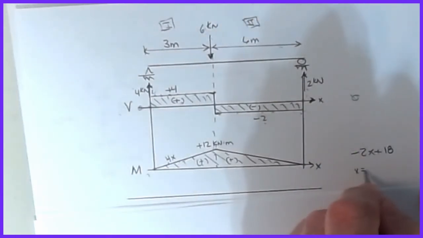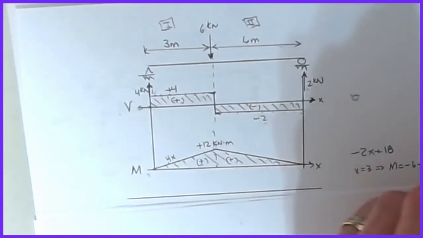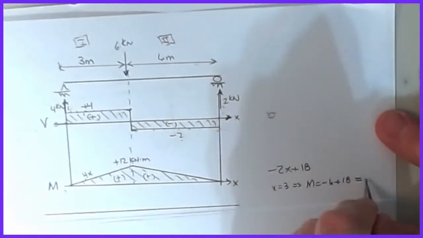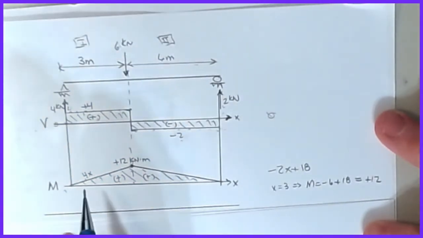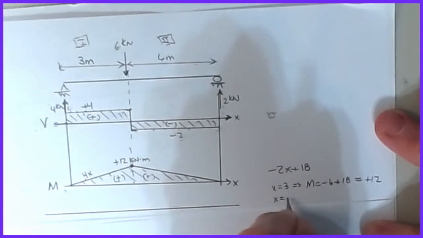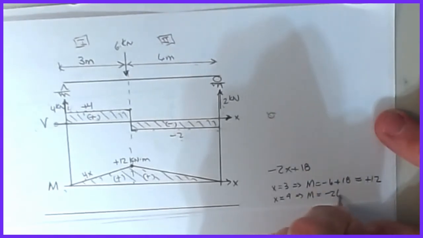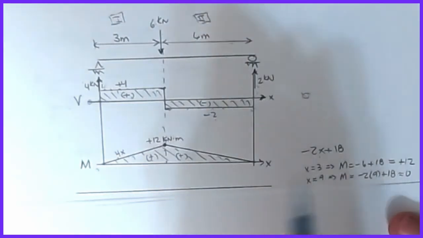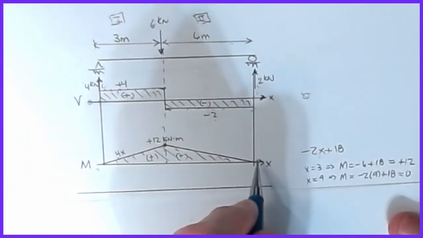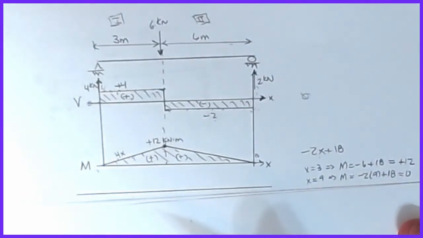So at x equals 3, the moment is minus 6 plus 18, which is equal to 12. There's the plus 12. It doesn't jump. But at x equal to 9, m equals minus 2 times 9 plus 18. That is 0. And we know that this is a linear function in x, so that's a straight line from 12 down to 0, and that gets me all of the points on this very easily.